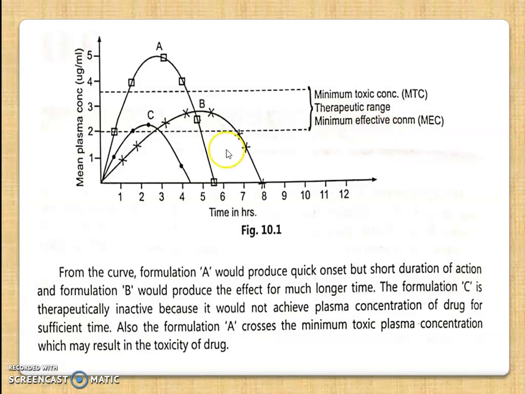So this is the time-drug graph plotted by mean plasma concentration and time in hours. So this is your minimum toxic concentration, or therapeutic range, and this is the minimum effective concentration. So this is the graph for formulation A, this is for formulation B, and formulation C.